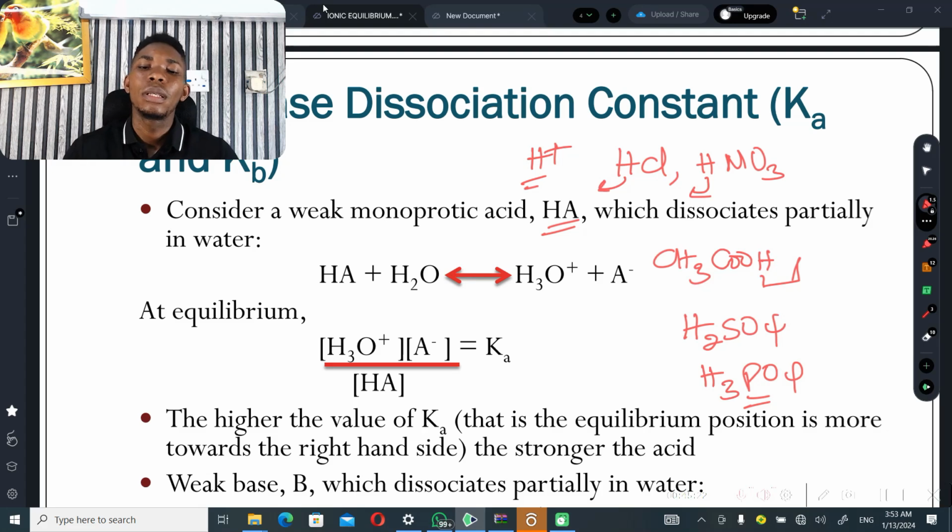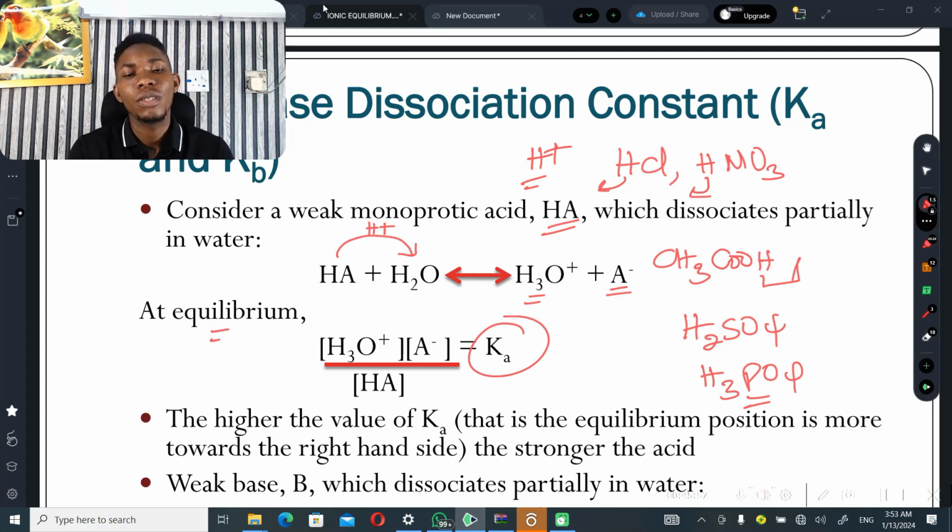So consider a weak monoprotic acid which dissociates partially in water like this. In this reaction, you consider HA as the acid. So this is an acid, HA plus H2O. Now my dear students, listen. If this is an acid, it means that this one is capable of what? Donating a proton here. If you donate a proton here, what are we now going to be having? Proton plus this one will give us H3O plus. While this one becomes A negative.